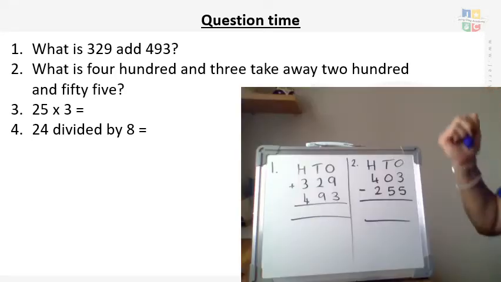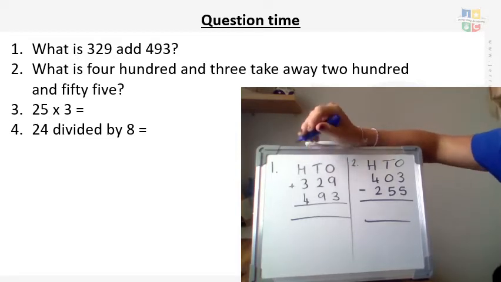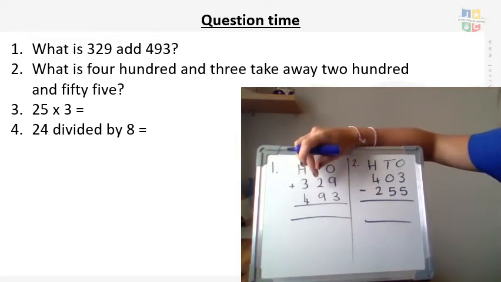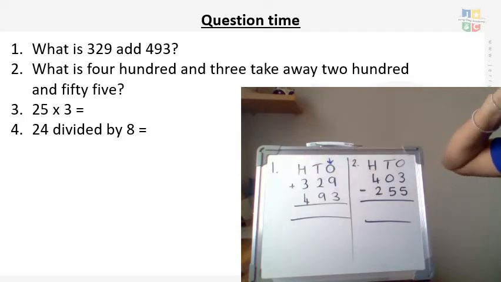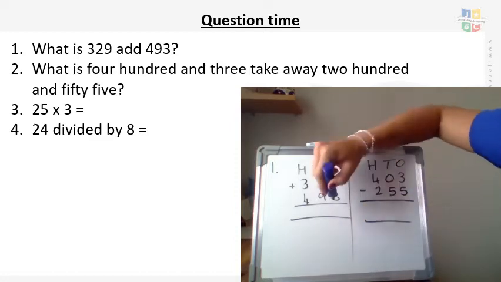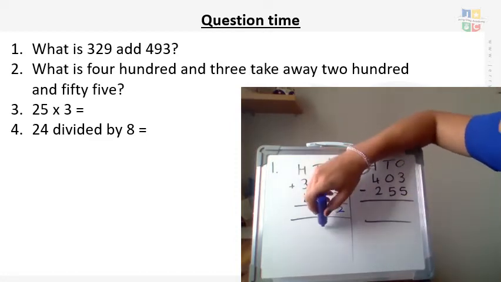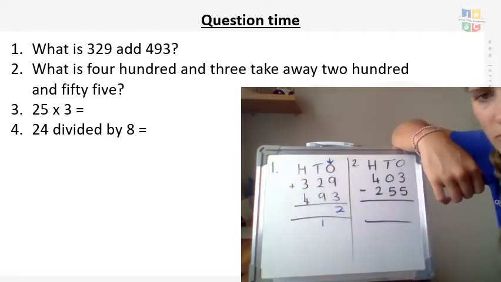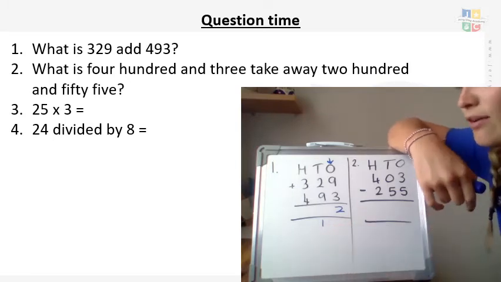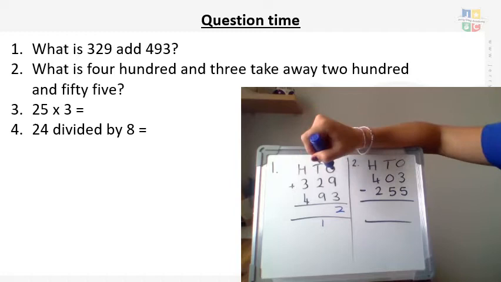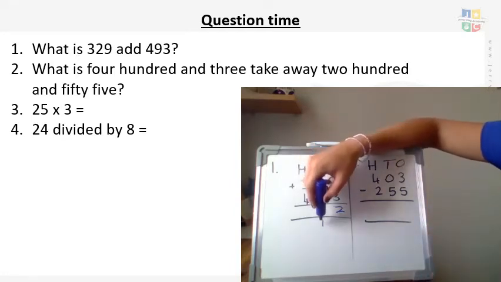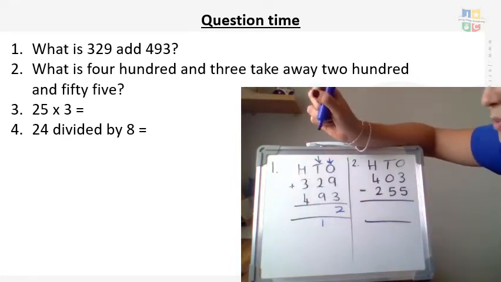So number 1, you should have set it up looking something like this. So we should have had our hundreds, tens and ones column, 329 add 493. Starting in our ones column first, 9 add 3, which is 12. So we wouldn't write 12 in here, we would put the 2 in our ones column and exchange our 10 ones for 1 ten to put that under the tens column so we can still see the 12. Then in our tens column, we are doing 9 add 2, 9, 10, 11, but then don't forget to add your extra 1, so it will be 12.